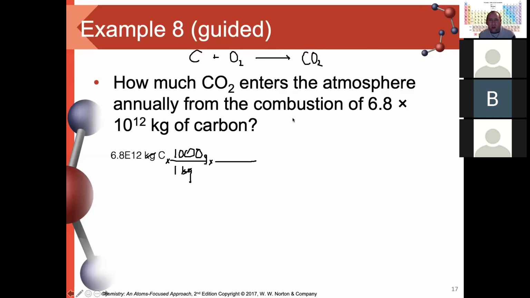Now with that in mind, I want to turn grams of carbon into moles of carbon. For that, I would need my periodic table. Molar mass of carbon is 12.01. 12.01 grams of carbon in 1 mole of carbon. So my grams of carbon have canceled out. I now have moles of carbon.